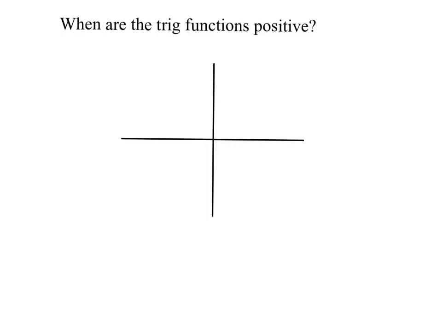One of the things we need to be able to do is figure out when trig functions are positive, because you need to know whether your answer is going to be positive or negative. Let's just start with sine. Sine is the y value. Now the y value is positive in the first and second quadrants. It's negative in the third and the fourth. So sine is going to be positive in the first and the second.